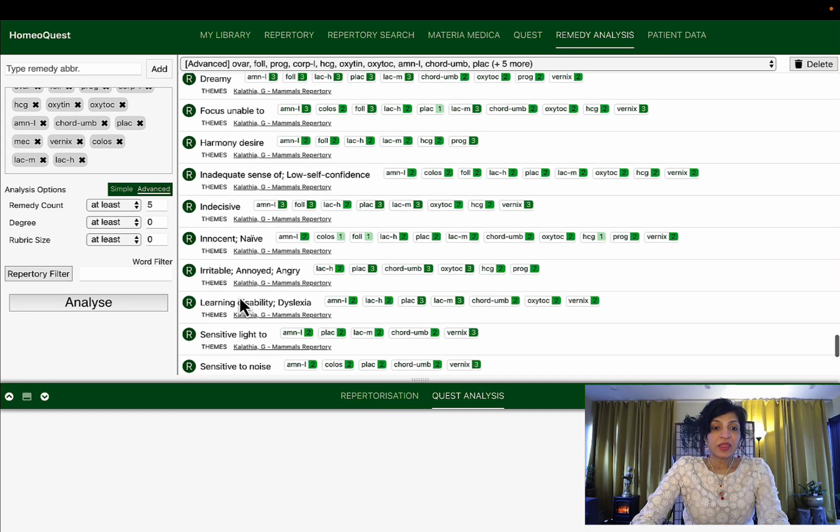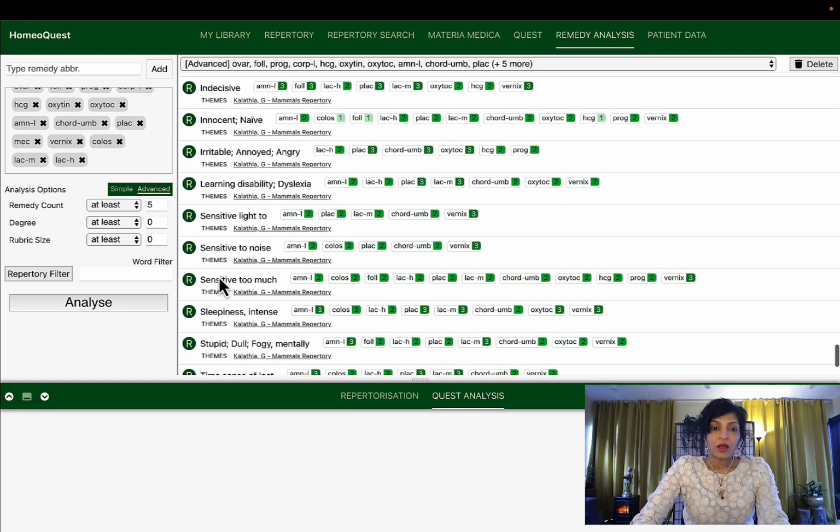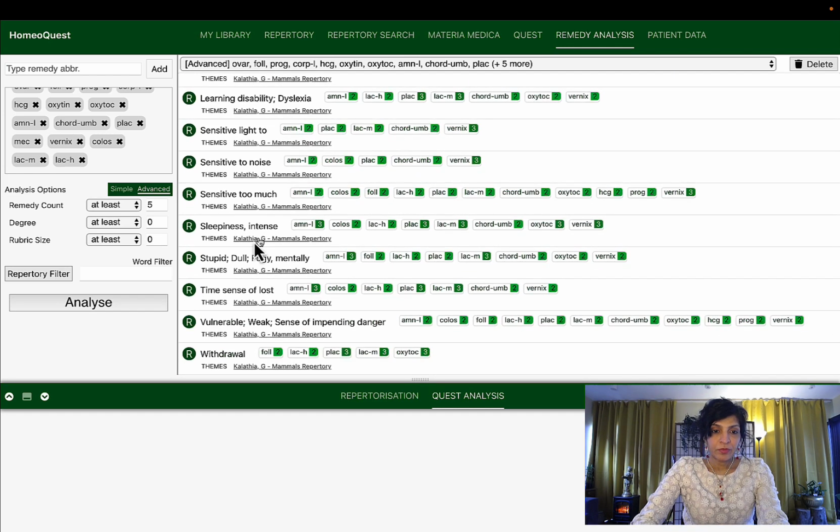Low self-confidence. Again, learning disabilities and dyslexia. So children with developmental delays, neurodevelopmental issues and learning disabilities. Too much sensitivity to light, to noise, and obviously you see hypersensitivity. So a great zone for allergies. And then this need to withdraw and a sense of danger. So can you see this is the general broad spectrum sphere of action, the foci of this remedy, of this group of remedies at stage 1.